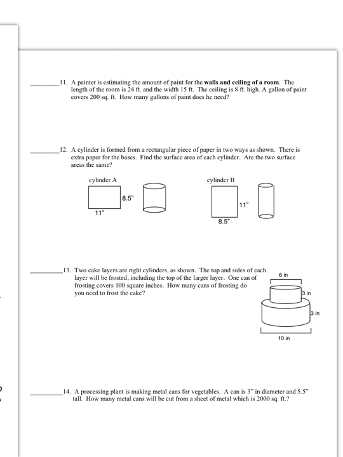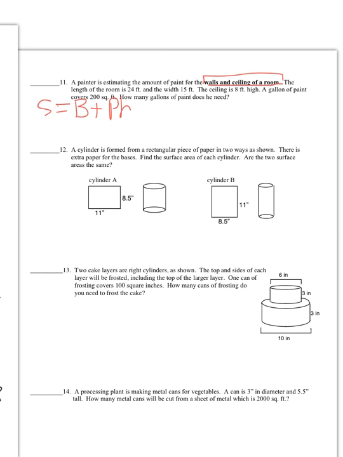Notice that in this particular problem, the painter says that the walls and the ceiling of the room are going to be painted. So if we use our original formula, which is surface area of a prism equals 2B plus PH, we only need 1B because we're not doing the floor. So that surface area formula is going to be S equals B plus PH.